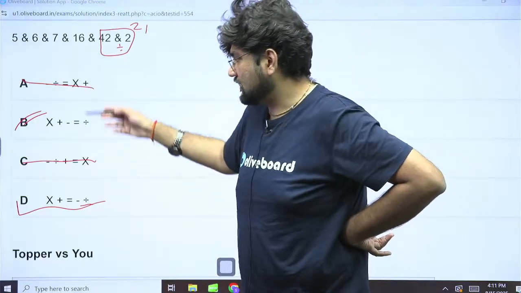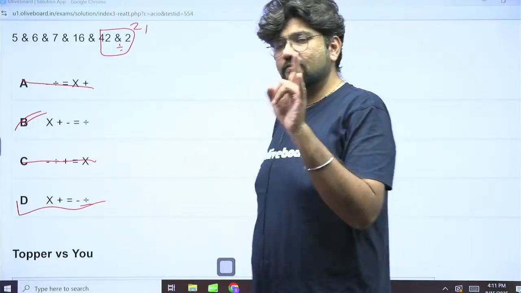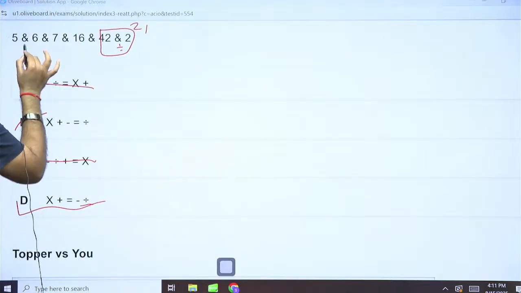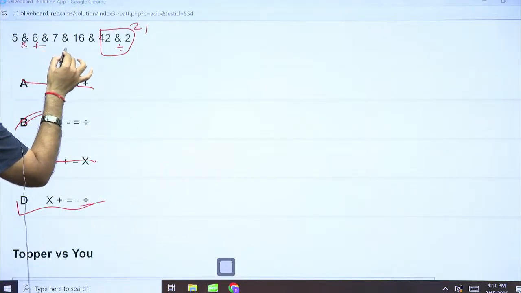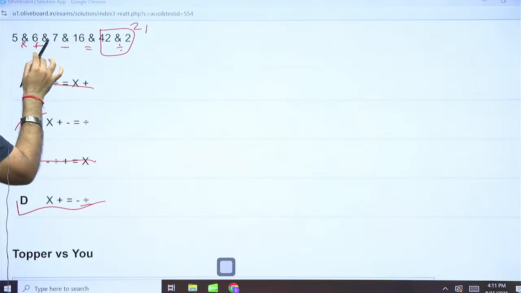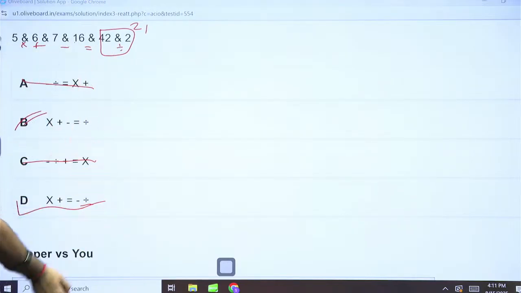What you have done is you have smartly eliminated 3 options. So you're only left with 1 now. That's the only possibility, right? So don't unnecessarily waste time to check it. 5 into 6 plus 7 minus 16 should be equal to 21. 5 into 6, 30 plus 7, 37 minus 16 is 21. So option B is my right answer. Cool.